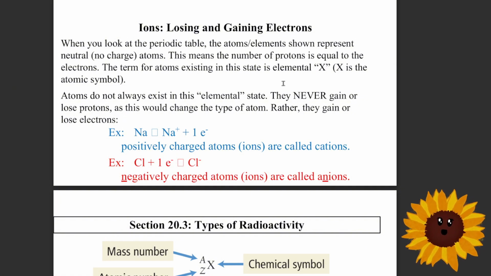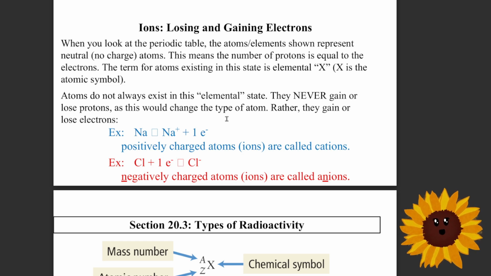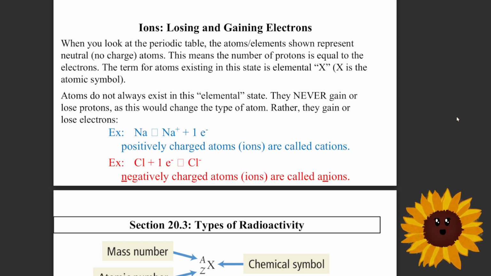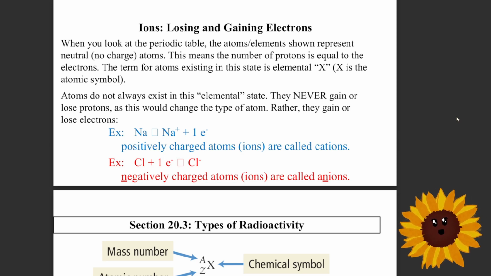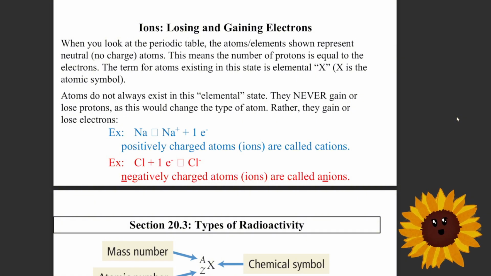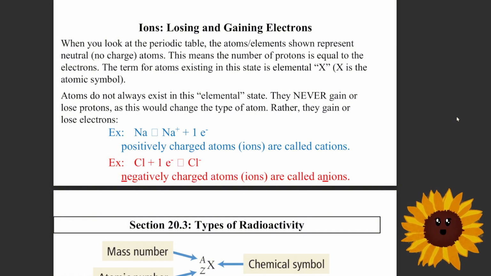They never gain or lose protons, as this would change the type of atom. And keep in mind, an atom, as we learned before, cannot change into another atom. That is impossible. It cannot gain or lose protons, but it can gain or lose neutrons, becoming an isotope, and it can gain or lose electrons, having a different charge on it.